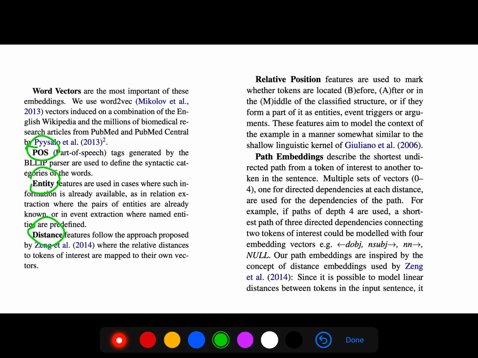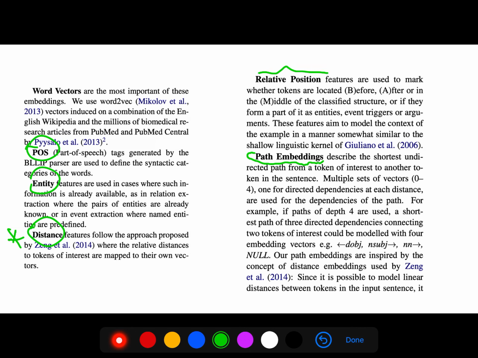The distance is very important because it follows the approach in 2014, where relative distances to tokens of interest are mapped to their own vectors. Then relative position features are used to mark whether tokens are located before or after or in the middle of the classified structure, or if they form a part of it as entities, event triggers, or arguments.